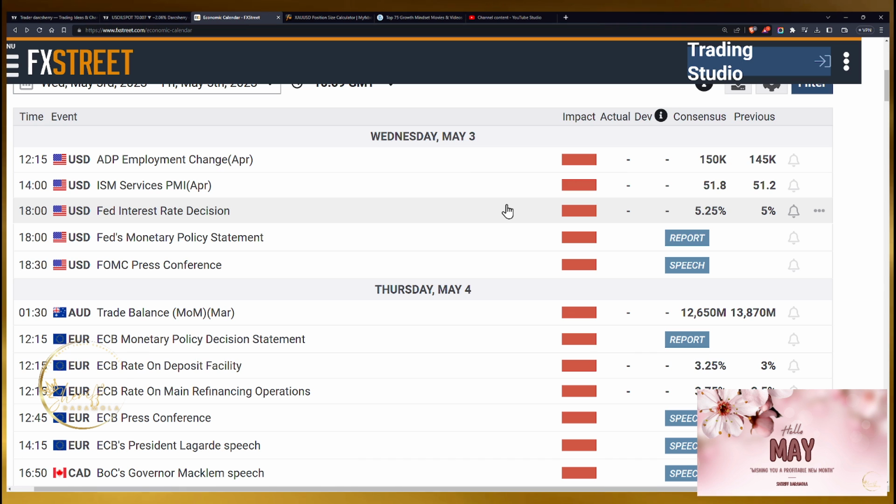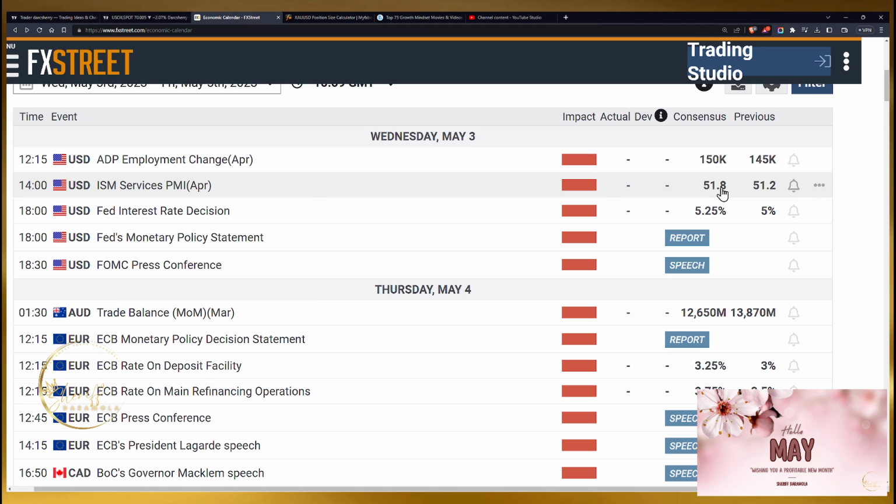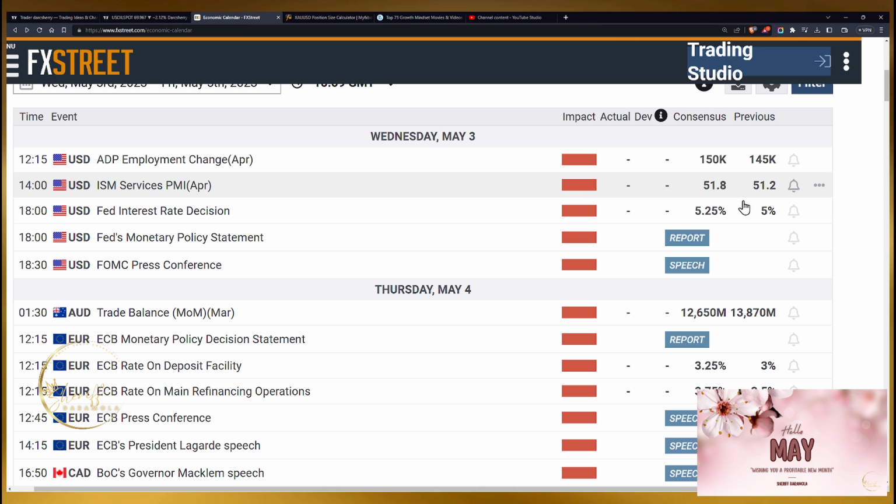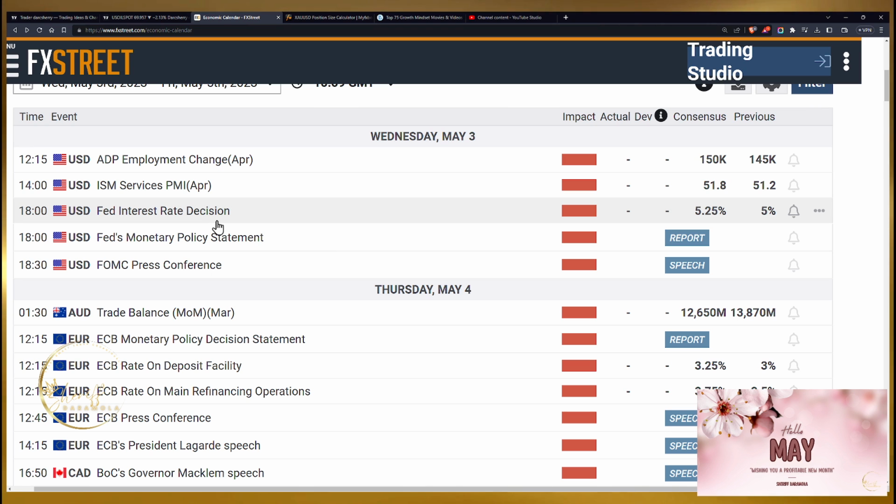And from the previous data here, we have a 51.2, and then we have a consensus projection of 51.8, which is a little bit too on the high side there. That means we're having signs that we might be seeing some bullish traction in the US dollar today, if possible. And then we have the federal interest rate decision, which the majority in the market has been looking forward to, actually.